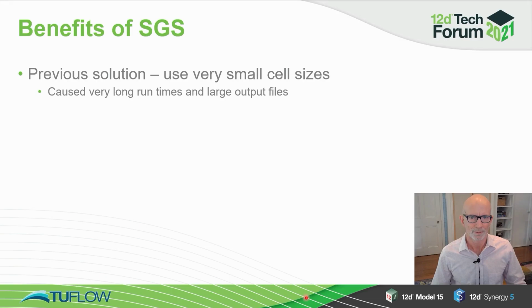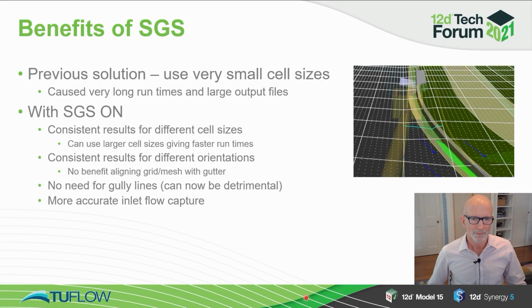So that's how we've tried to get around this problem of having a coarse resolution, say along a roadway. But with subgrid sampling on, we're getting consistent results for different cell sizes. And what that means is that you can use much larger cell sizes than before, giving much faster run times. The other big plus, as we saw before, is that you can orientate your grid in any way and you'll see consistent results again. So you really don't have to be that fussed about aligning it with the road and things like that.